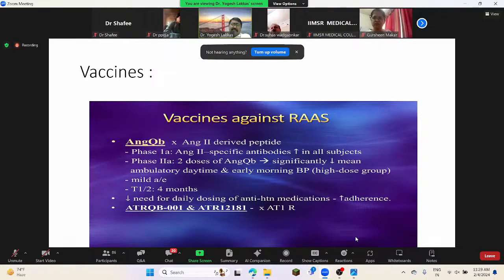for up to 4 months. These are in the trials. If their safety limits are tested, a patient can take this vaccine every 4 months, and they can be free of the drugs.